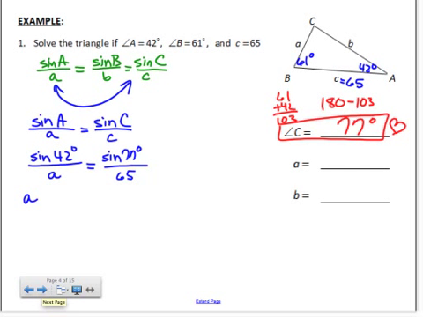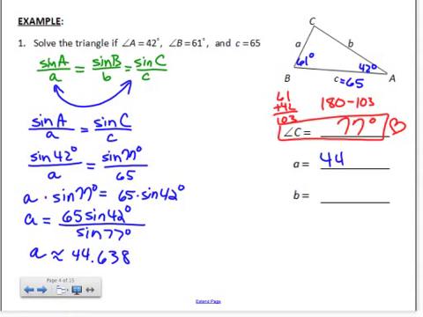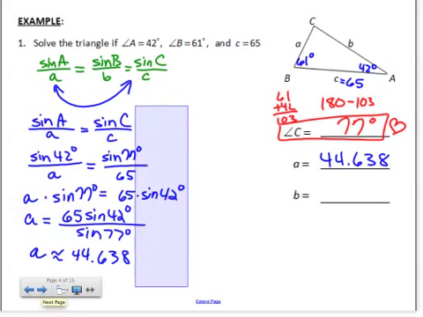And so that would be A times sine of 77 equals 65 times the sine of 42 degrees. Make sure your calculators are in degree mode. So A equals 65 times the sine of 42 degrees divided by the sine of 77 degrees. Then we plug it into our calculator, and we get A is approximately 638. We want to be as accurate as 3 decimal places for our side lengths.